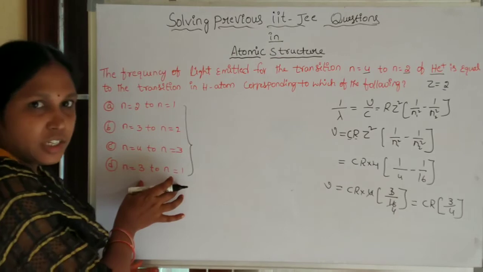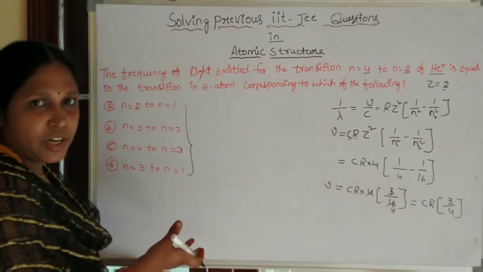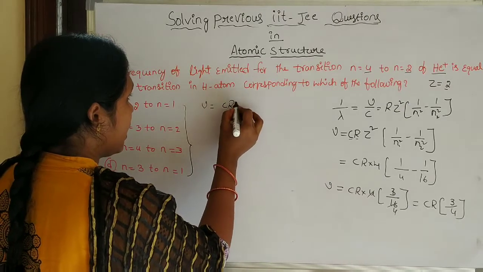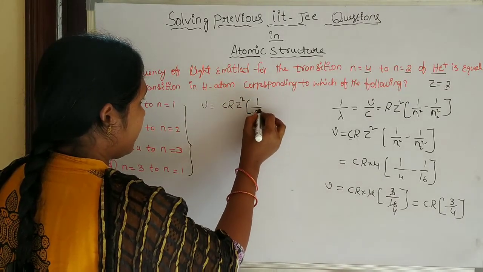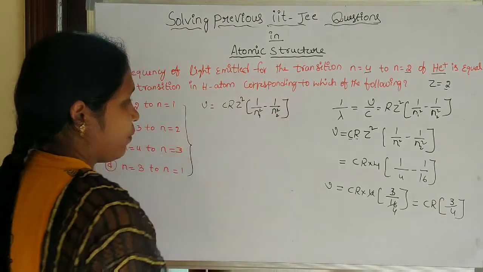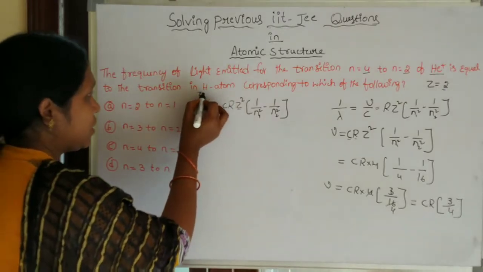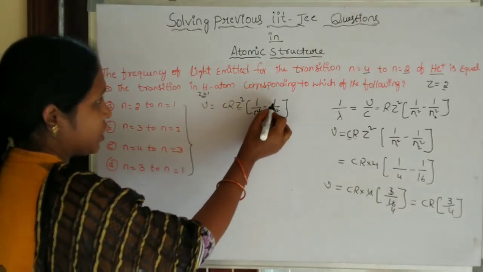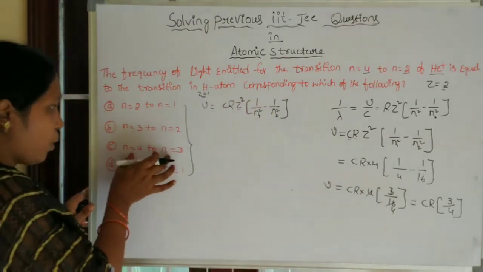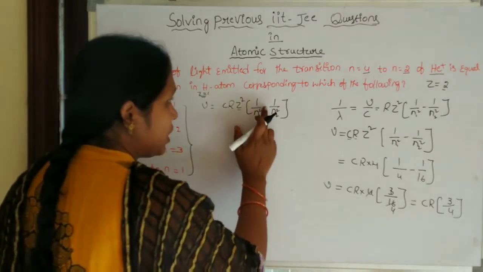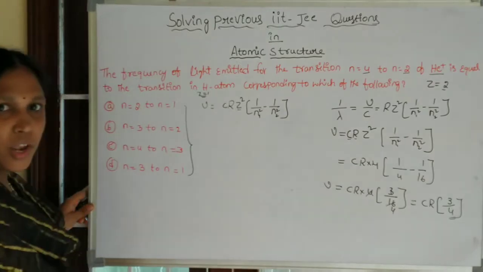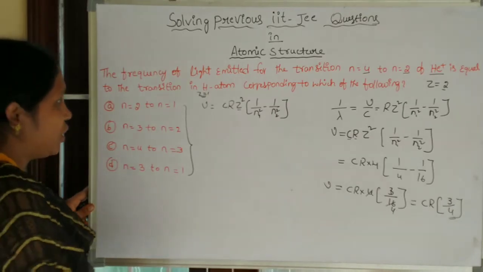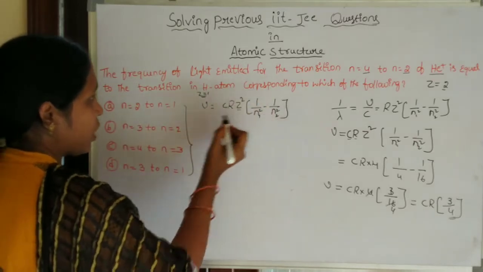Now in the hydrogen atom, in which transition does the light radiation emitted have the same frequency? Here also the frequency nu equals C R Z square into 1 by n1 square minus 1 by n2 square. Z for hydrogen is 1, so nu equals C R into 1 by n1 square minus 1 by n2 square. In these four options, the one which has 1 by n1 square minus 1 by n2 square equal to 3 by 4 releases light of the same frequency.